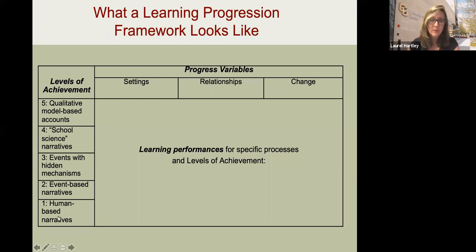And the levels of achievement here are the levels that we go through as we get more and more sophisticated explanations of a phenomenon. And the learning performances, what we fill in this area here, is all empirically determined by talking to students.